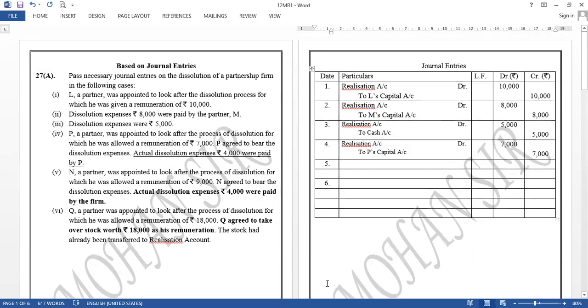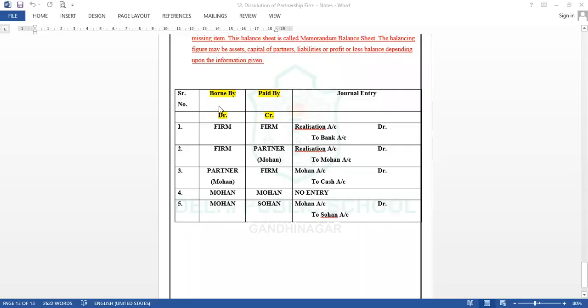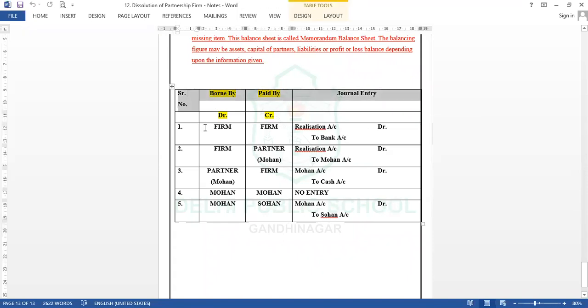आपको याद है मैंने theory Mohan to Sohan. Okay, this was a point. ये bond by and paid by. I'm sure कि आपको याद होना चाहिए. Okay, bond by firm, paid by firm, तो realization to bank. Bond by firm, paid by partner, तो realization to partner. Partner को bear करना था, firm ने pay किया, तो partner to cash. Partner was to bear, partner has paid, no entry, जो अभी हमने किया.